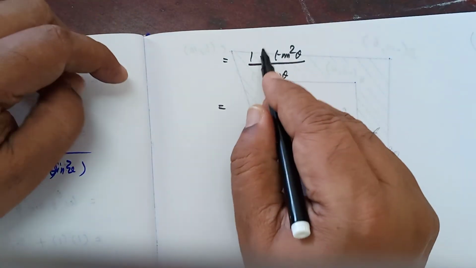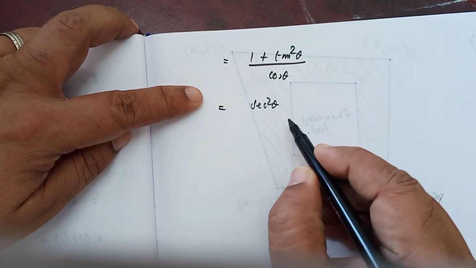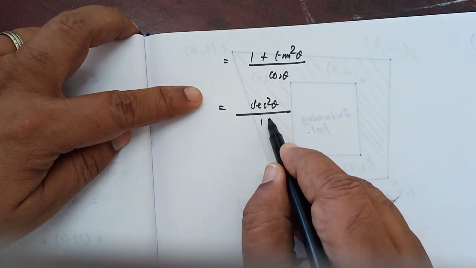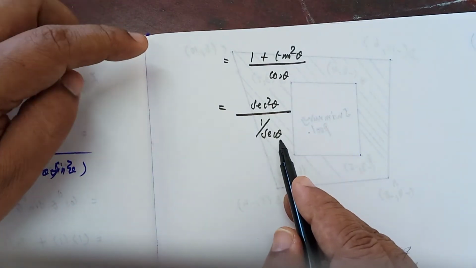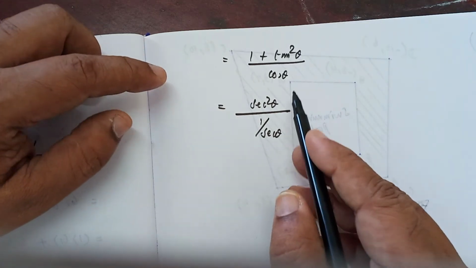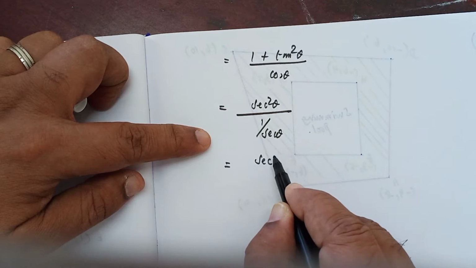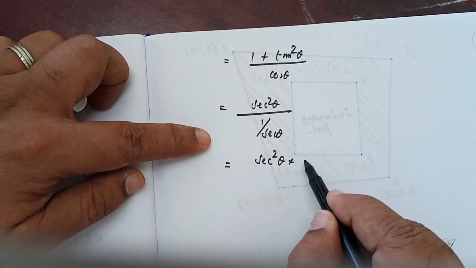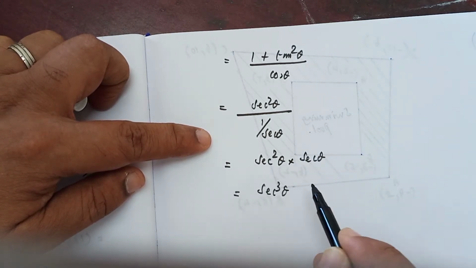You know the formula for 1 plus tan square theta, that is secant squared theta, divided by cos theta, which can be written as 1 by secant theta. Cos and secant are reciprocal of each other. That is equal to secant squared theta into, division becomes multiplication, 1 by secant theta reciprocal is secant theta. That is equal to secant cube theta.